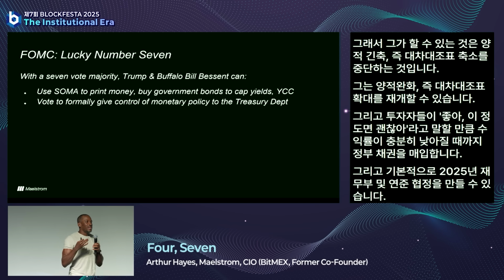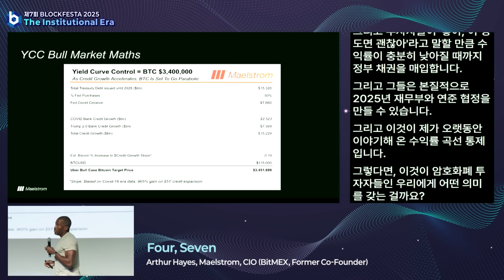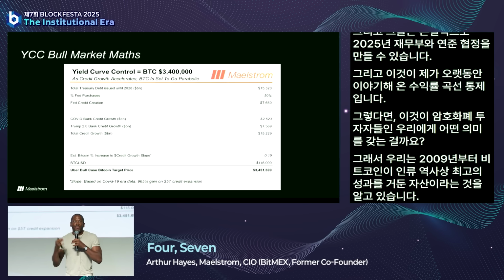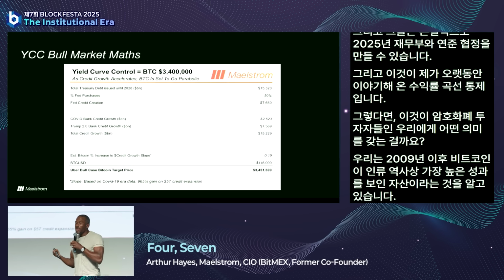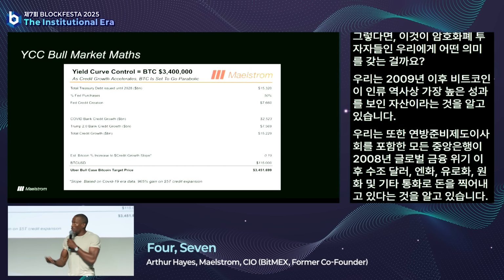And so how does this mean anything to us as crypto investors? So we know that Bitcoin since 2009 has been the best performing asset in human history. We also know that every single central bank, including the Fed, has been printing money in trillions of dollars, yen, euro, won, whatever, since the 2008 global financial crisis. And so what the mental idea is, okay, well, let's assume that we're going to get yield curve control in America. How high could Bitcoin go?